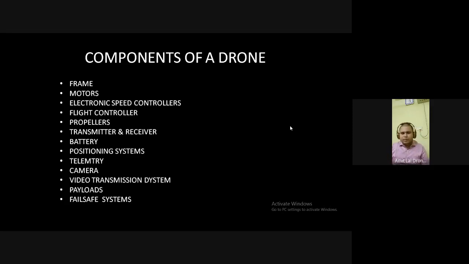Battery, because to power up a drone, we need to use a battery. We can use a wire also, like tether drones are there, but in general convention, we need a battery. Talking about positioning systems, there are GPS systems, there are other things which help in positioning. We'll talk about it later. Telemetry, these are data transmitting systems, so they give you the live data. We'll talk about it later again.